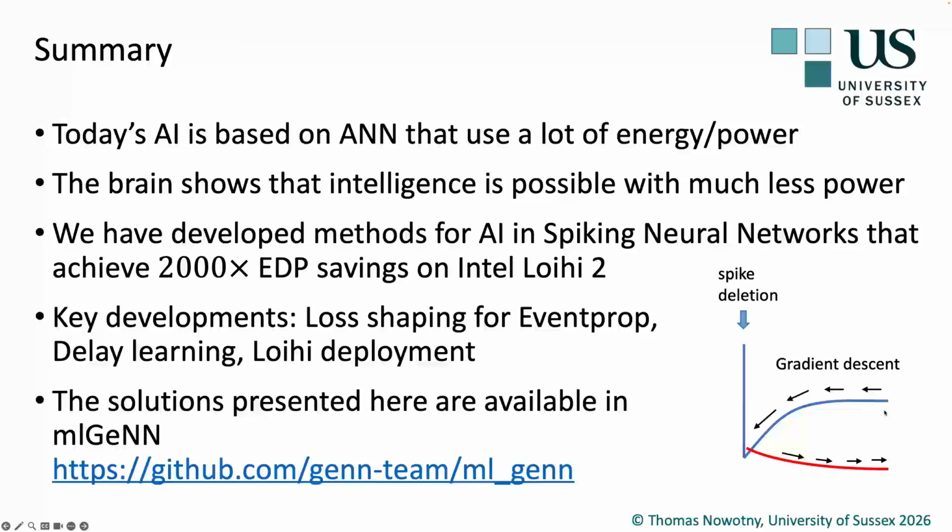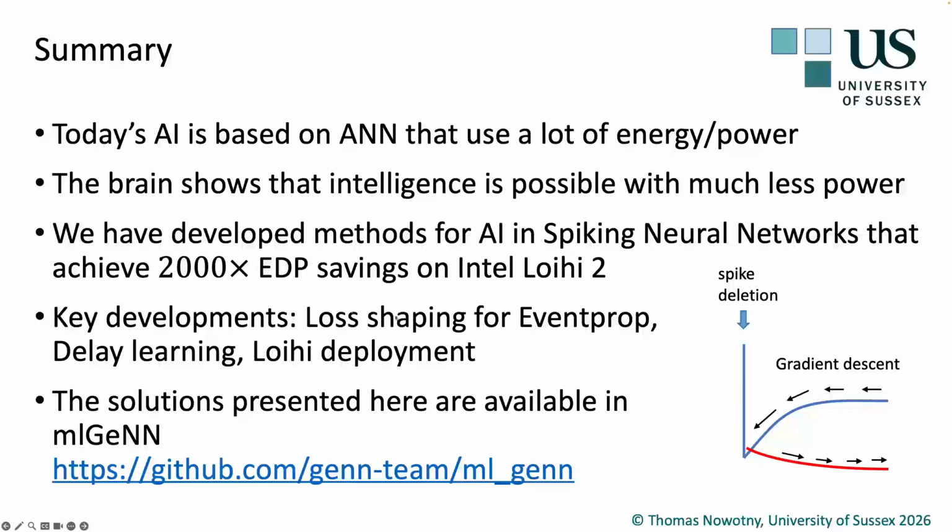Yeah, so today's AI is based on artificial neural networks, and they use a lot of power because they have these dense computations of activations through weight matrices to get their answers. Whereas the brain has intelligence, but it uses less power partially because we're using spiking neural networks. And there are these systems developed for spiking neural networks, and we could save like a 2000 factor of energy delay product savings on the Loihi 2 chip.